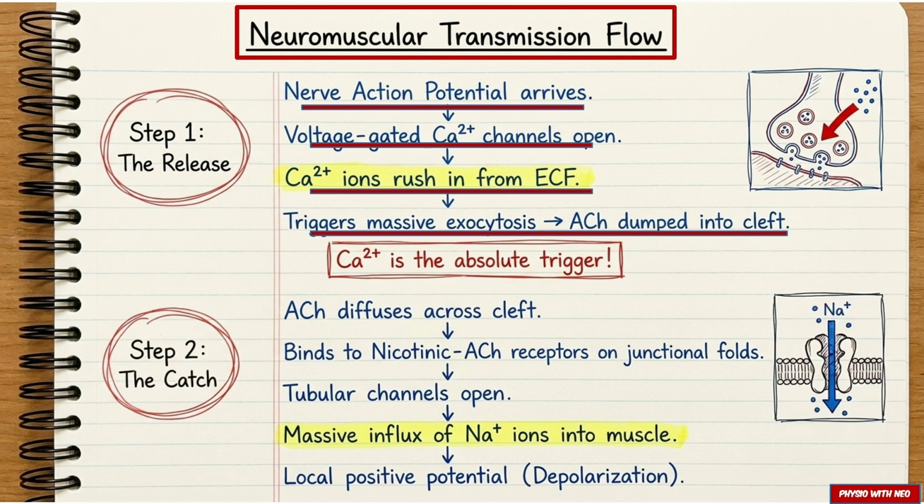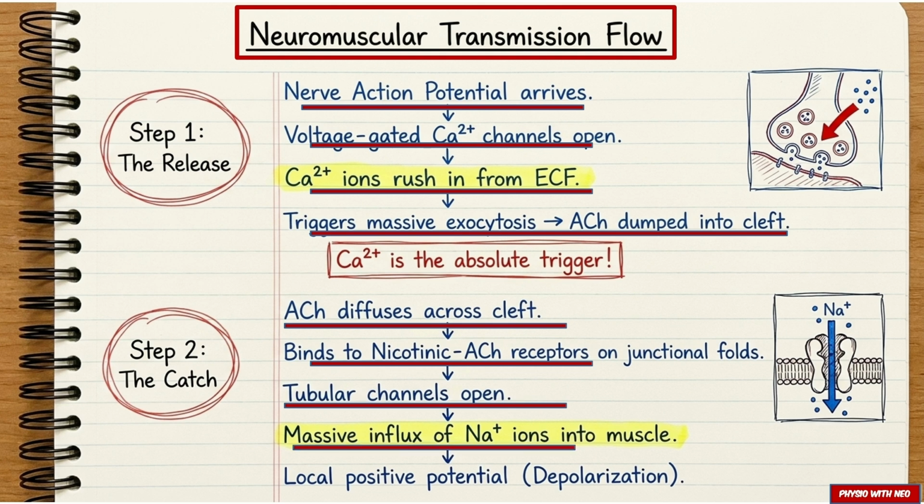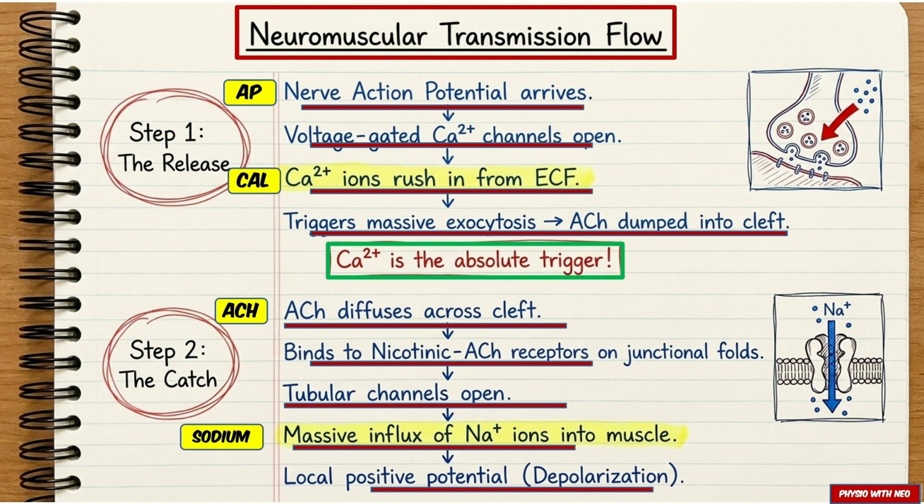Now step 2 is the catch. When the acetylcholine diffuses across the cleft, it binds with the nicotinic acetylcholine receptors on the junctional folds. So the channels open and there is a massive influx of sodium into the muscle. That causes a local positive potential, that is depolarization. The most important Viva question is: what is the trigger for acetylcholine release? Remember, calcium. Now, important, these five words: action potential, calcium, acetylcholine, sodium, and contraction. If these five words stay in your memory, you can explain the complete physiology.